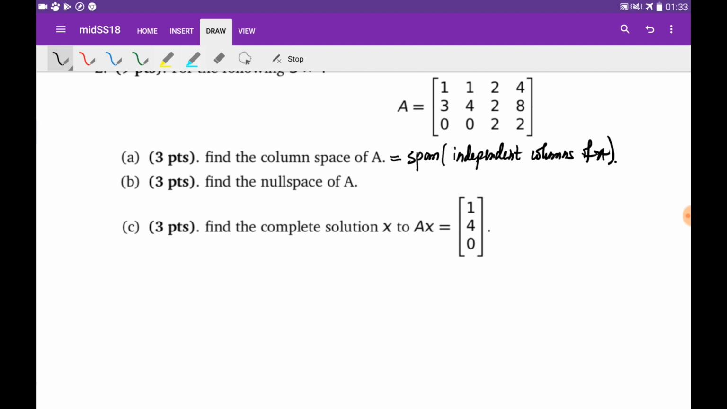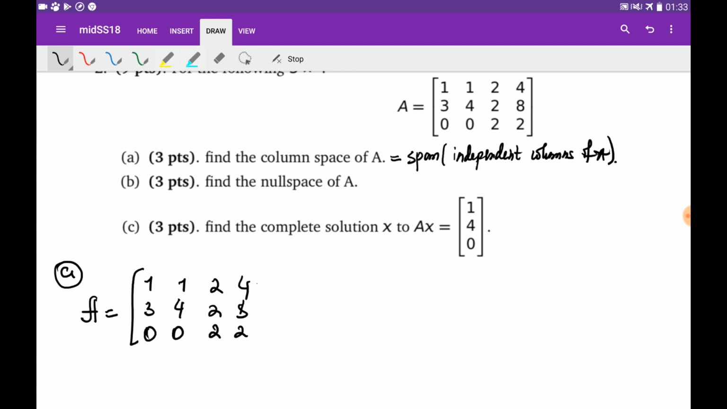So in order to find the independent columns of the matrix A, we need to bring the matrix A to the reduced row echelon form. The matrix is 1, 1, 2, 4, 3, 4, 2, 8, 0, 0, 2, 2. Again, we need to start from the first row, which is the first non-zero element, and this is going to be the pivot, and we need to eliminate all the elements below this.